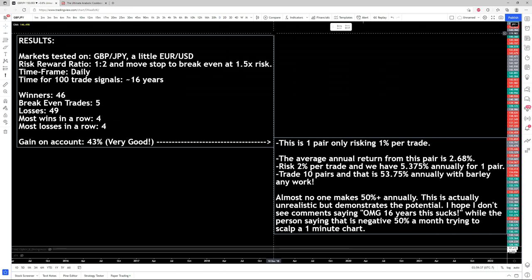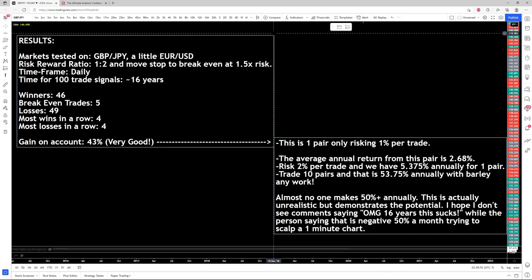So it did take quite some time for those 100 signals, but don't worry, I'm going to explain why this doesn't matter and why it's actually still a fantastic gain and how you can grow an account extremely fast using a strategy like this, even though it took 16 years for 100 trade signals.